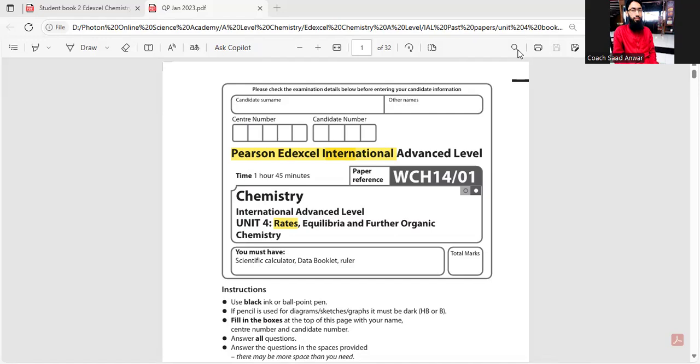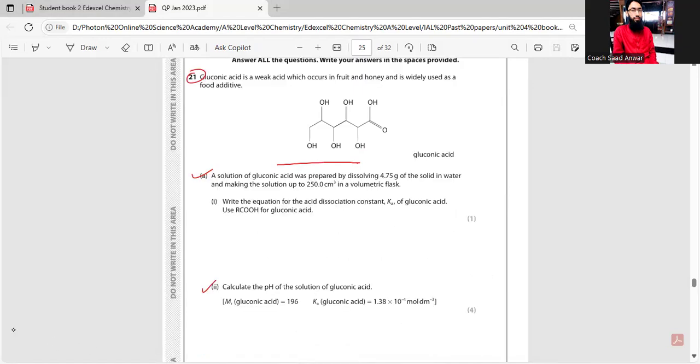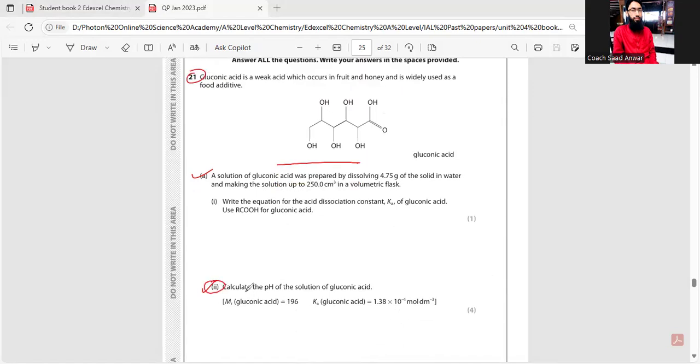We are going to solve a past paper challenging question from this paper, Edexcel International. This is A-level chemistry paper, and the question which we are going to discuss is question number 21. The very first part we are going to skip because it is a bit easier. We are going to discuss part double I: calculate the pH of the solution of gluconic acid.